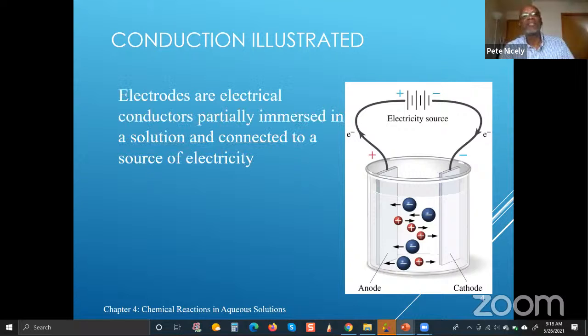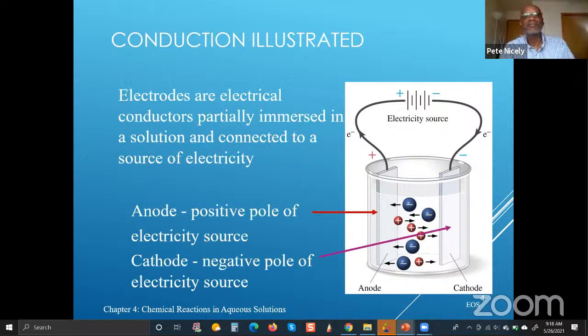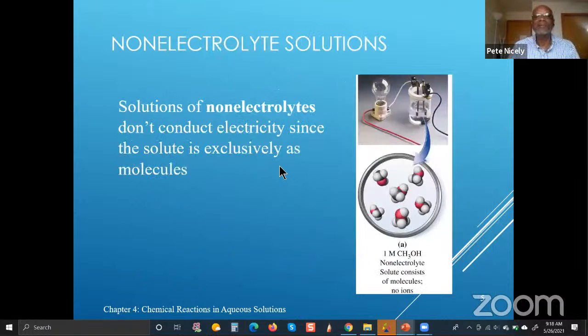Some other things we need to say about this, or I think I may have talked about this already. Yeah, basically, this is just reiterating what I said earlier about the anode and cathode and so on. So let me skip this here.